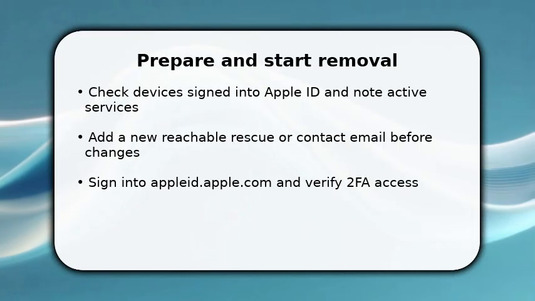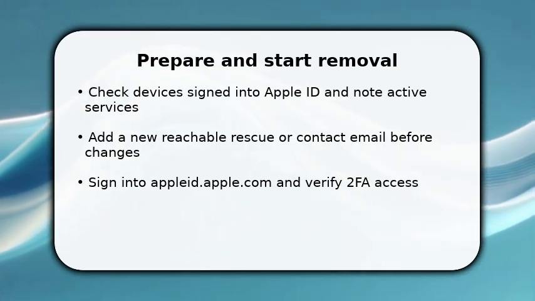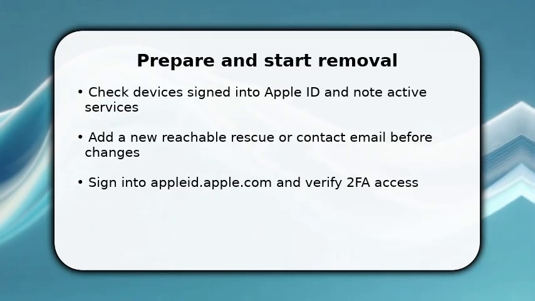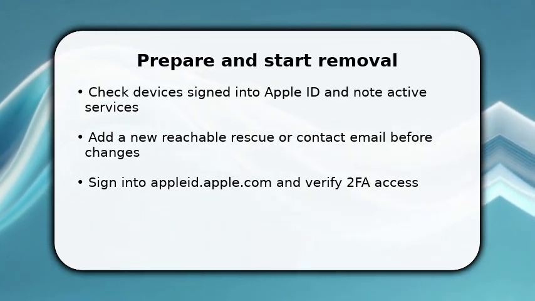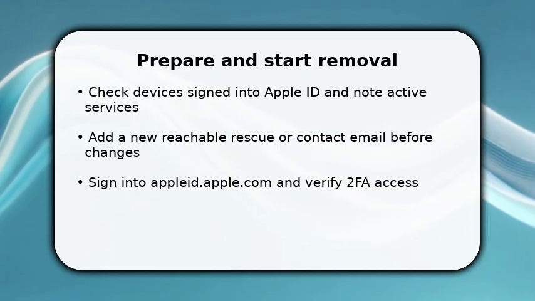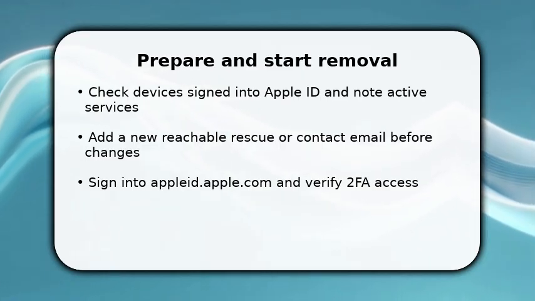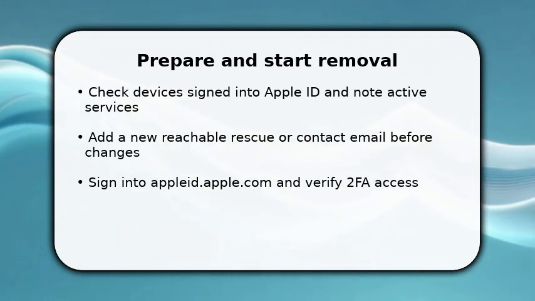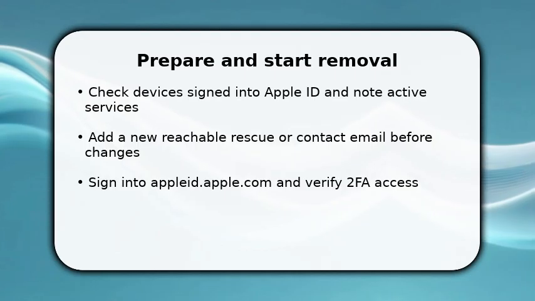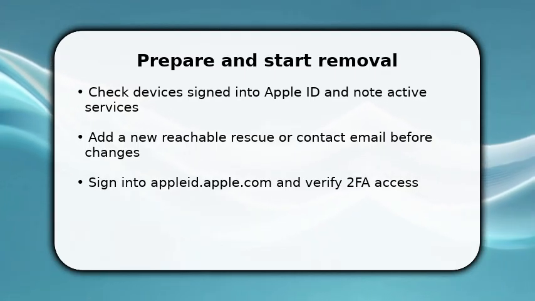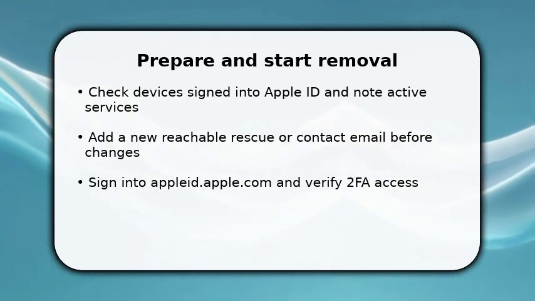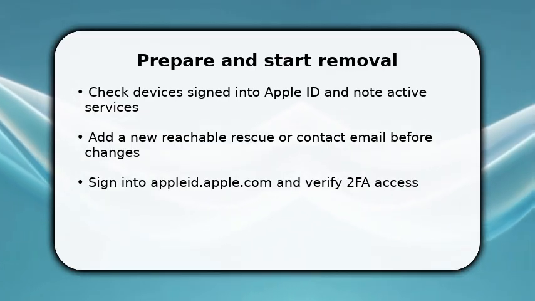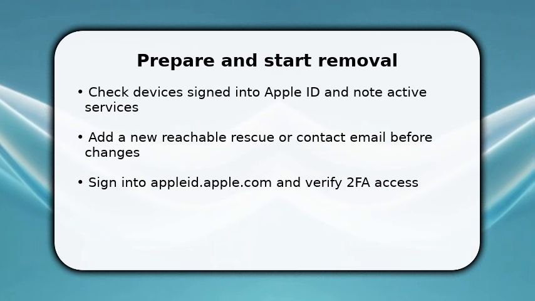You're starting by confirming prerequisites. Make sure you can sign in and have two-factor authentication available. Add a reachable alternative email or rescue address if you don't already have one, because Apple requires a contact point. Once done, go to appleid.apple.com, sign in with your Apple ID, and verify the 2FA code on a trusted device. This first step prevents lockout and preserves access to iCloud, purchases, and subscriptions while you change the primary address.